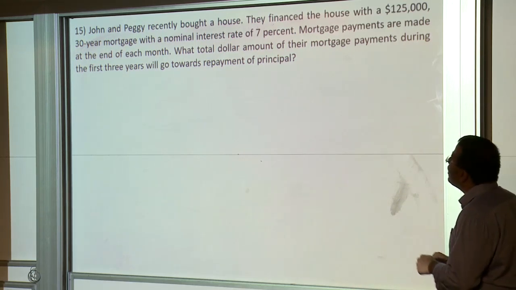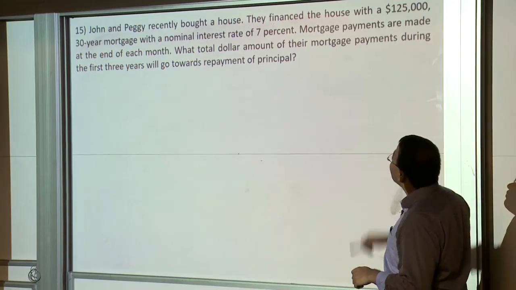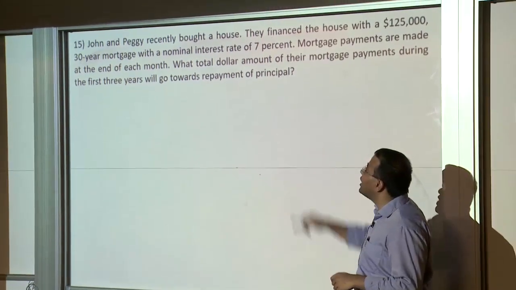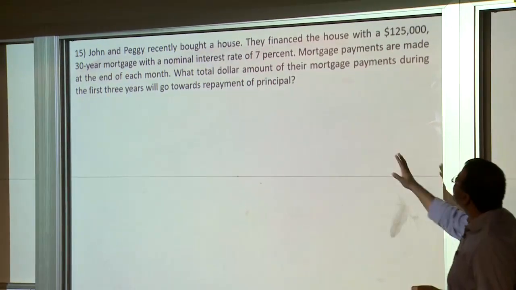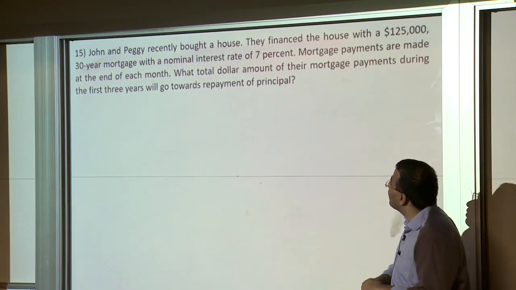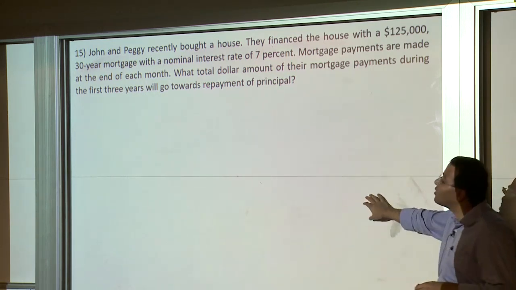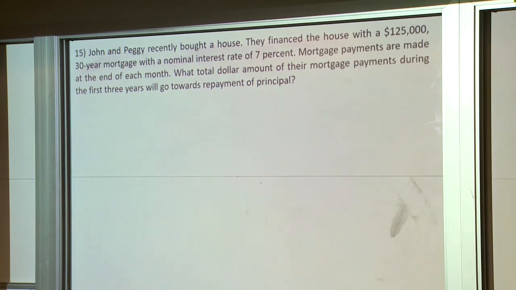The next question is: John and Peggy recently bought a house. They financed the house with $125,000. It was a 30-year mortgage with a nominal interest rate of 7%. The mortgage payments are made at the end of each month, so it's a monthly payment. What total dollar amount of the mortgage payment during the first 3 years will go towards the repayment of the principal? Now here we are going to use what you talked about at the first question.